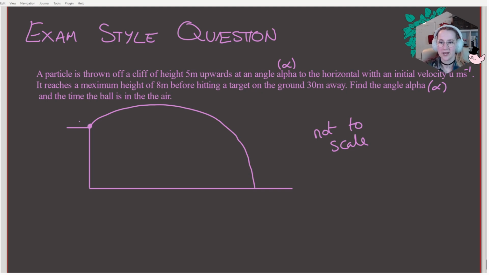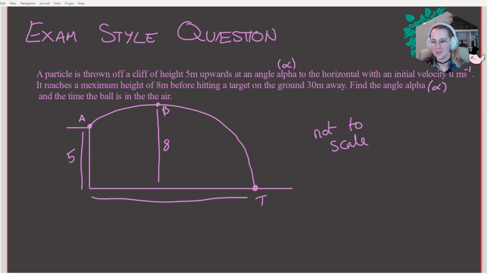So we have our point A, we have our point B, and we have our target T. Hello, welcome in. Very rectangular cliff. Yeah, it's fine. We don't need any more complicated than this. So we have that this height here is 5. This height here is 8, and that's at point B. And we have that this length here is 30.